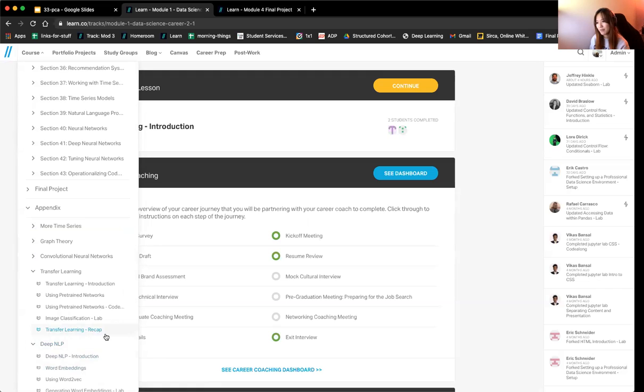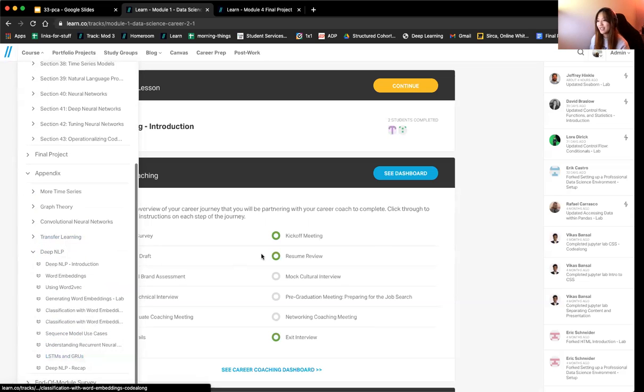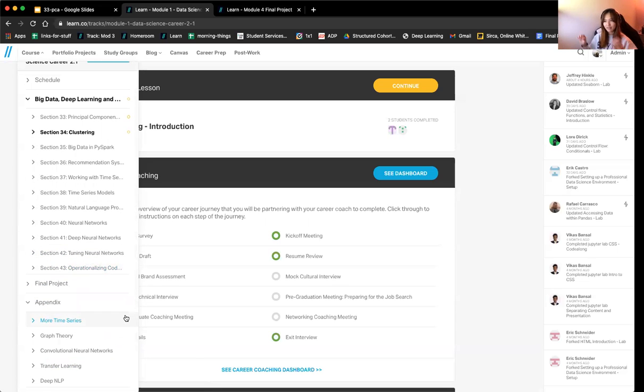Transfer learning and deep NLP. Transfer learning is also part of image classification as well, actually. And deep NLP, I will be talking about this stuff too, just because I want you all to have the exposure to more of the depth within these electives.